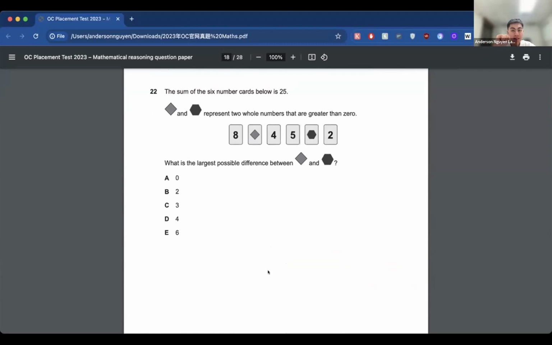22, now you have 6 cards and each card should have a number on it. And when you add them all together, you should get 25. So you have 8 plus 4 plus 5 plus 2 plus diamond plus hexagon. And that should get you 25. So what you could do now is add up all the numbers they have given you so far, which is 8, 4, 5, and 2. That should get you 19.